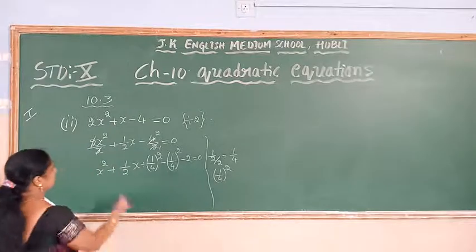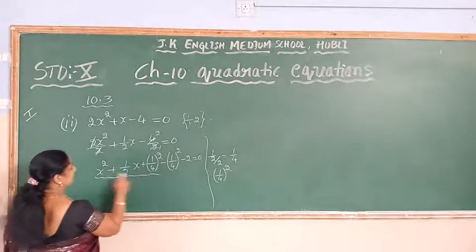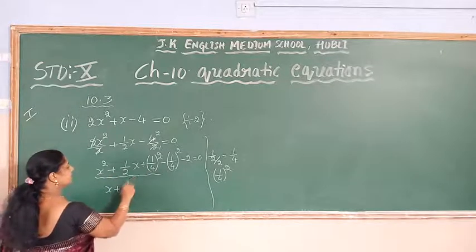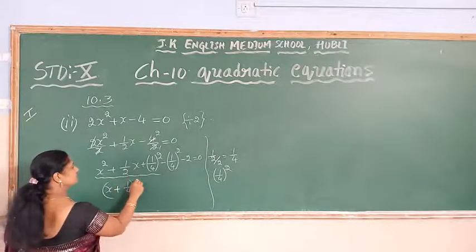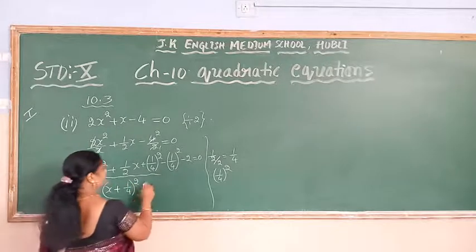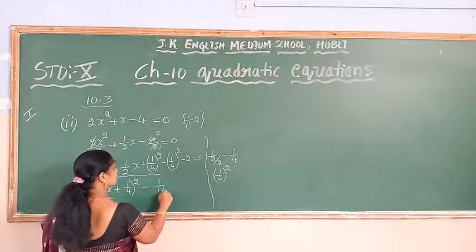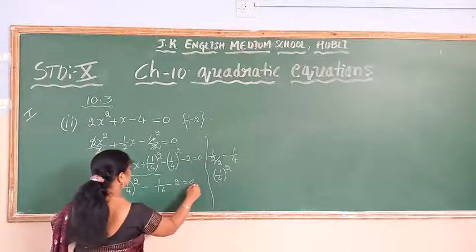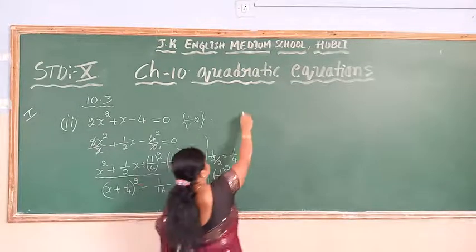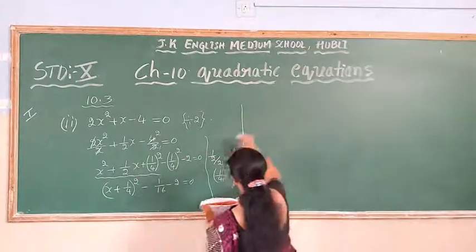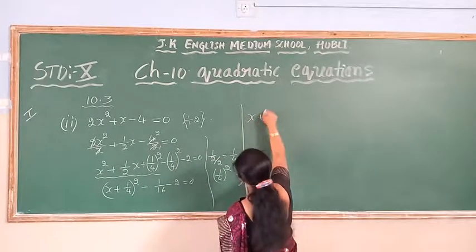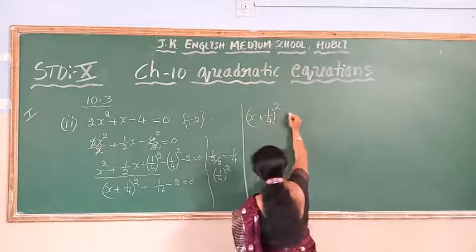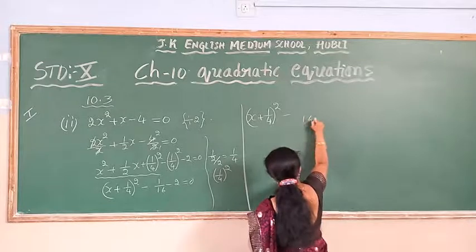Now in place of these three terms, I can write, with the plus sign, according to the identity, the b value is (1 by 4) whole square. So you can simplify this. 1 square, like this way you are going to get, equal to 0. Now after simplification, you are going to get (x plus 1 by 4) whole square.